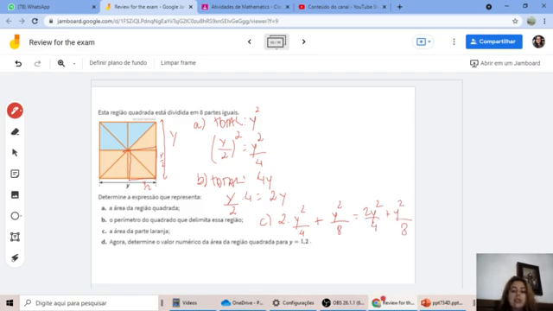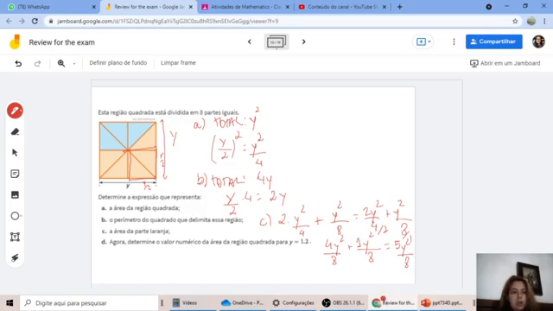And I need to find the MMC in this case. The MMC between 4 and 8 is 8. 8 divided by 4 is 2. 2 times 2 is 4. 8 divided by 8 is 1. 1 times y squared is y squared. 4 plus 1 is 5y to the square over 8. Okay? And then now determine the numeric value for the area for y equals 1.2.